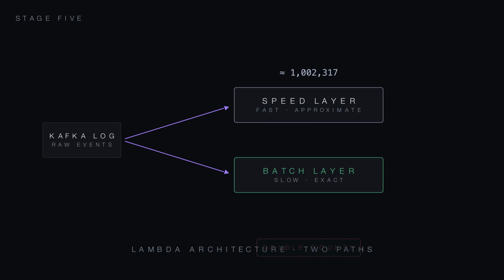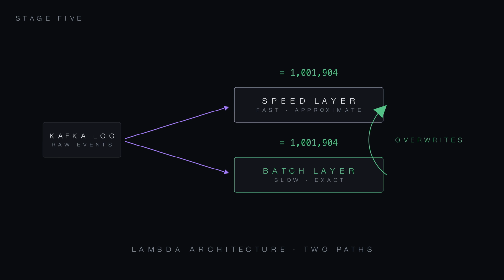Go back through every event, throw out the bots, the double counts, the replays that did not really happen, and produce a number it is willing to defend hours later. Then it overwrites the fast approximate number in the serving store with the audited one. Lambda is the classic shape, though many teams now collapse it into a single streaming path called a kappa architecture, where one exactly once pipeline does both jobs so there are not two code bases to keep in sync.